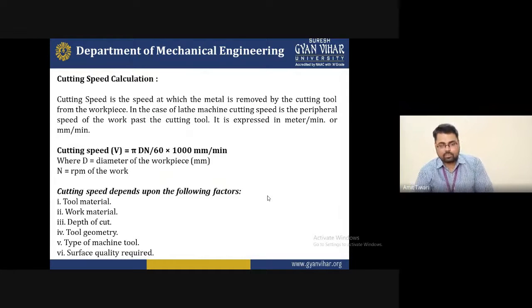The last one is the surface quality required. We check the surface quality of the workpiece before and after machining with the help of a surface roughness tester, and you can find the reading of Ra. That Ra indicates the surface roughness, and after that you decide which cutting parameter is most responsible for increasing the surface roughness. So you should reduce this type of parameter for reducing the surface roughness and increasing the surface quality of the workpiece.